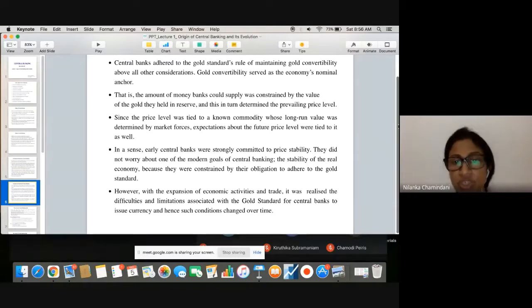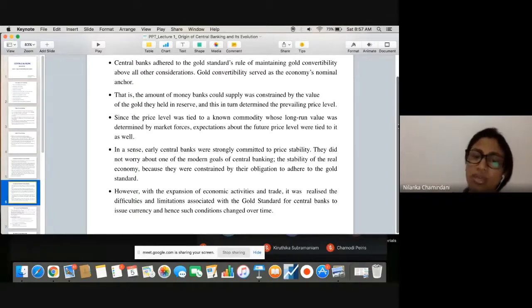However, with the expansion of economic activities and trade, we can see that after the Second World War, many countries opened their economies and started to trade with other nations, even developing countries, not only developed countries or only Europe or the USA, but all over the world. There were so many trade relations that evolved. So the difficulties and limitations associated with the gold standard for central banks to issue currency were realized, and hence such conditions changed over time.